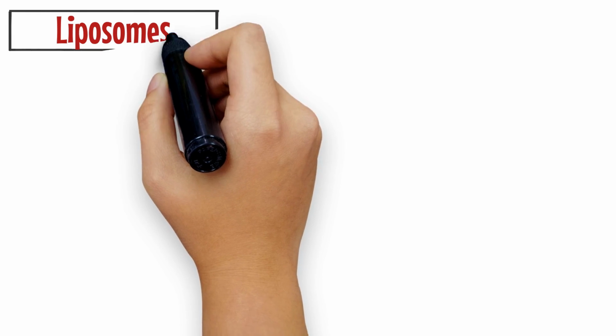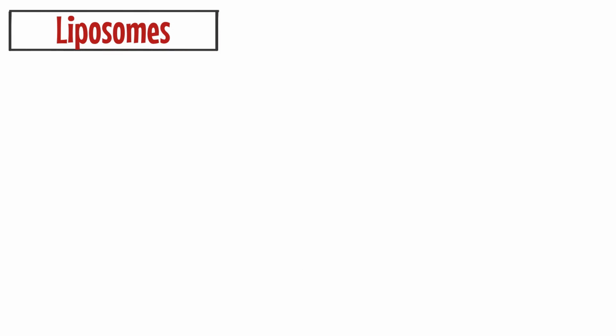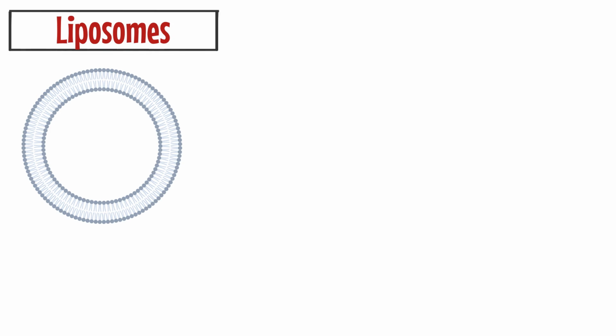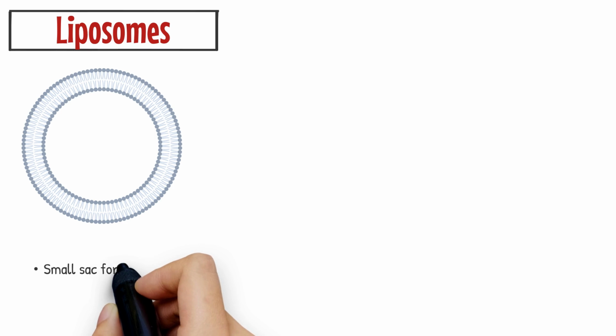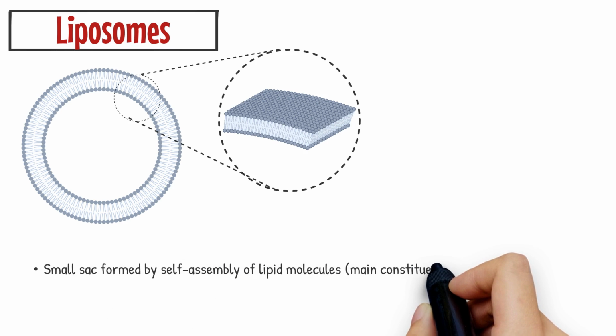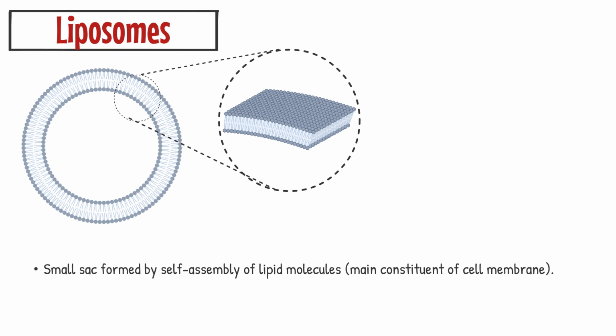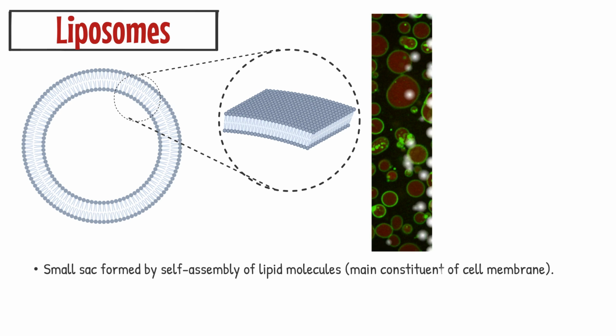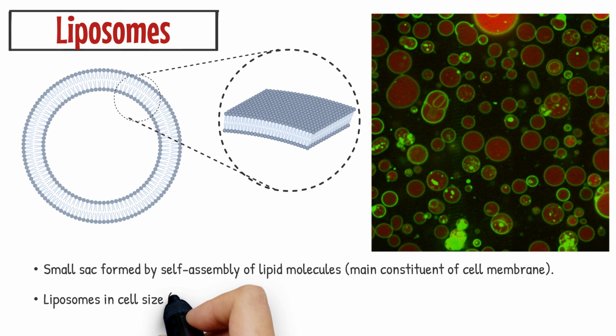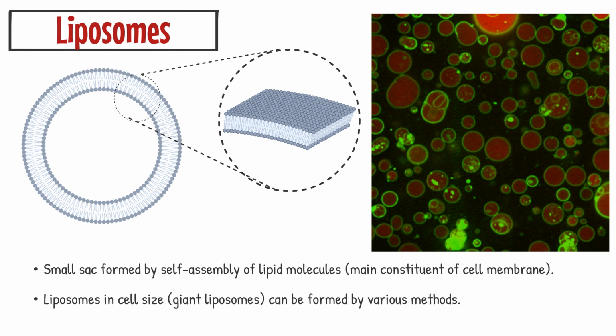To create cell models, you first need a container, and liposomes are used for this purpose. Liposomes are lipid bilayer membrane sacs formed by self-assembly of lipid molecules in water. It is the main component of actual cell membranes. Liposomes that are about the same size as cells can be made using various methods. Liposomes in this micrograph were made in our lab.